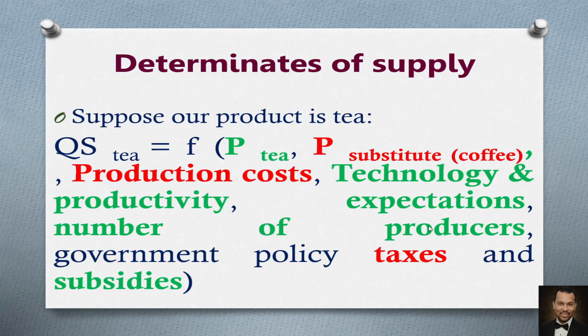Now, the determinants of supply. In our supply function, we still use tea as our product. Quantity supplied of tea is a function of, number one, the price of tea, as we explained, a positive relationship. Number two, the price of a substitute. We assume that the seller may sell tea or coffee, so coffee is a substitute product from the supply side. Then production costs, technology and productivity, expectations, number of producers, government policy, taxes, and subsidies.